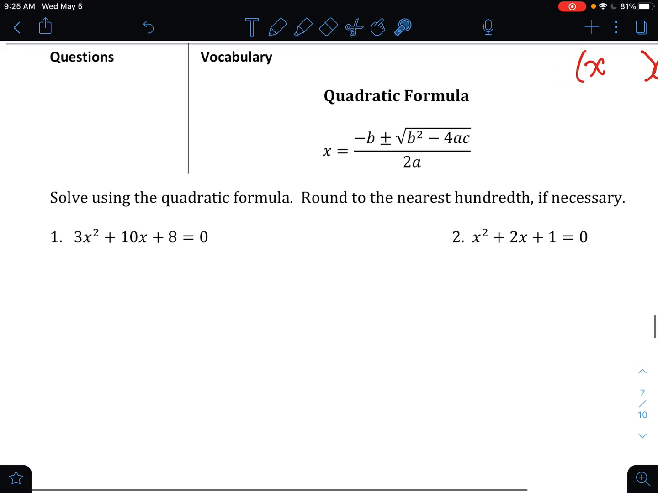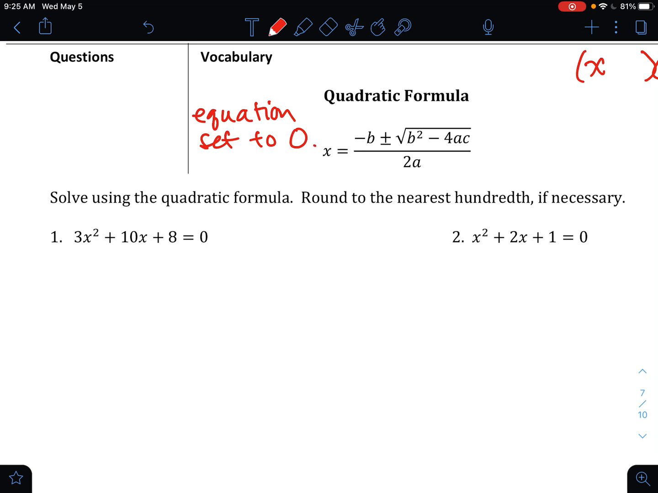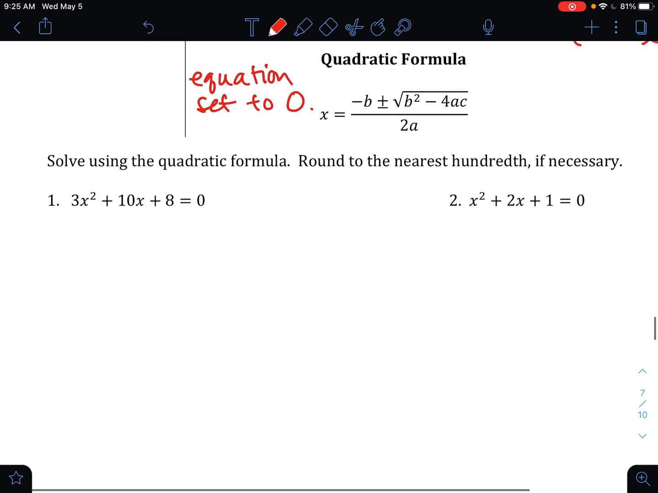But the ultimate important thing here is that you want to have your equation set to 0. So I cannot do this until I rearrange my problem and get 0 on one side of the equation.